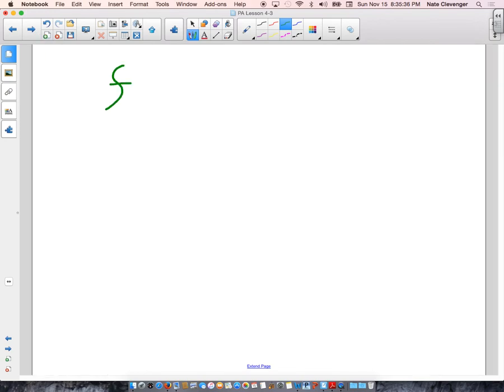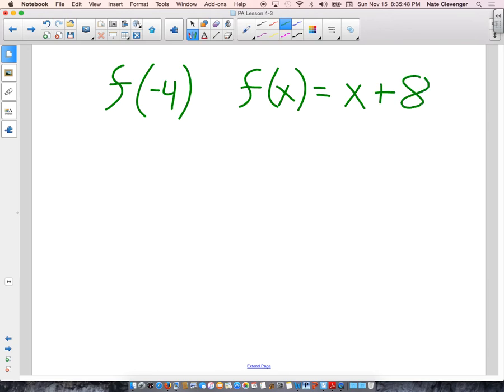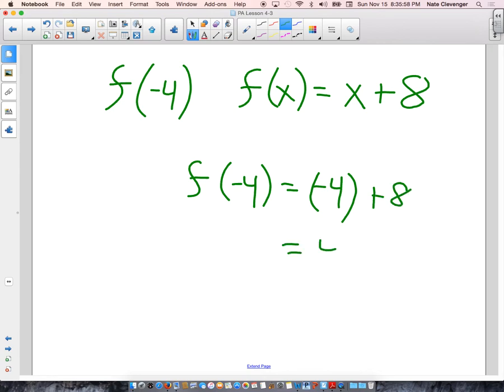Okay. So one more example of solving for f of x. If I have f of x is x plus 8, and I want f of -4, then I'm just going to rewrite this as f of -4 equals -4 plus 8. And that is 4. So f of -4 would equal 4.